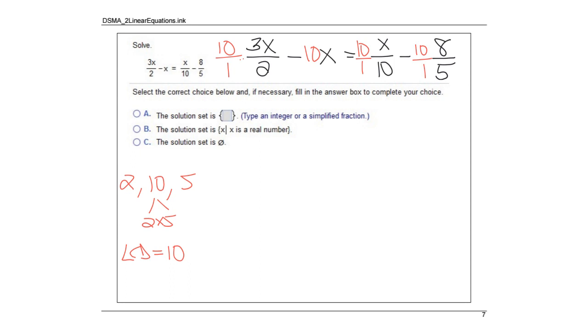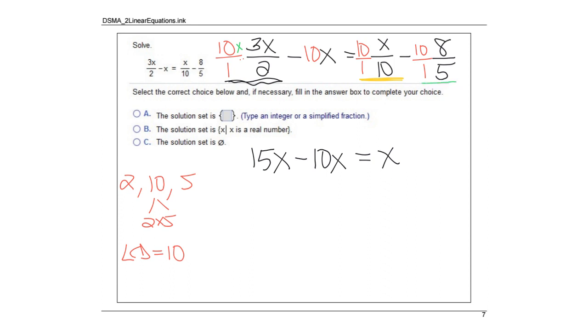And then let's clean these up. So on this first one, 10 times 3 is 30, divided by 2 gives me 15x. Then I have minus 10x, right? We don't have to do anything with that middle term. The next term over here, I have 10x over 10. So 10 over 10 is 1, and therefore I end up with 1x. Again, we don't usually write the 1.